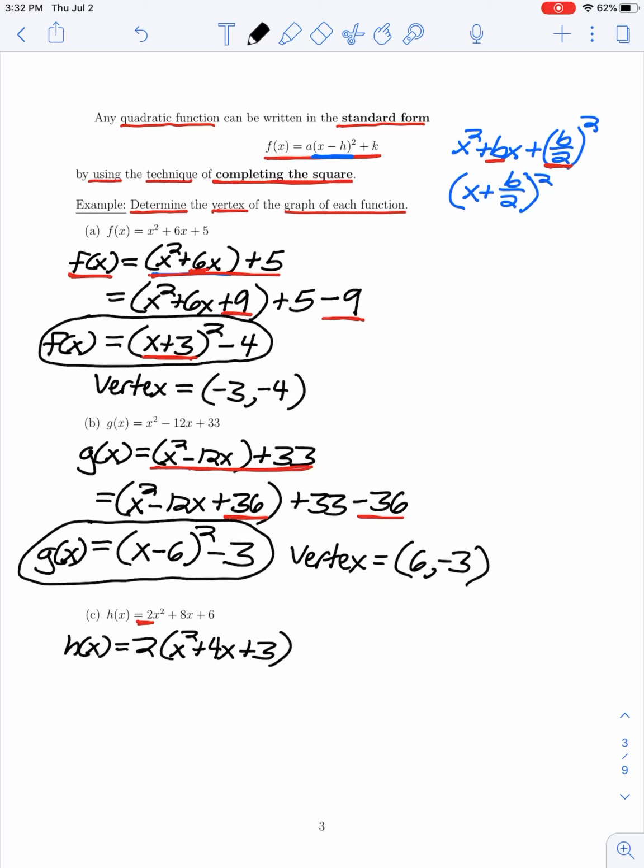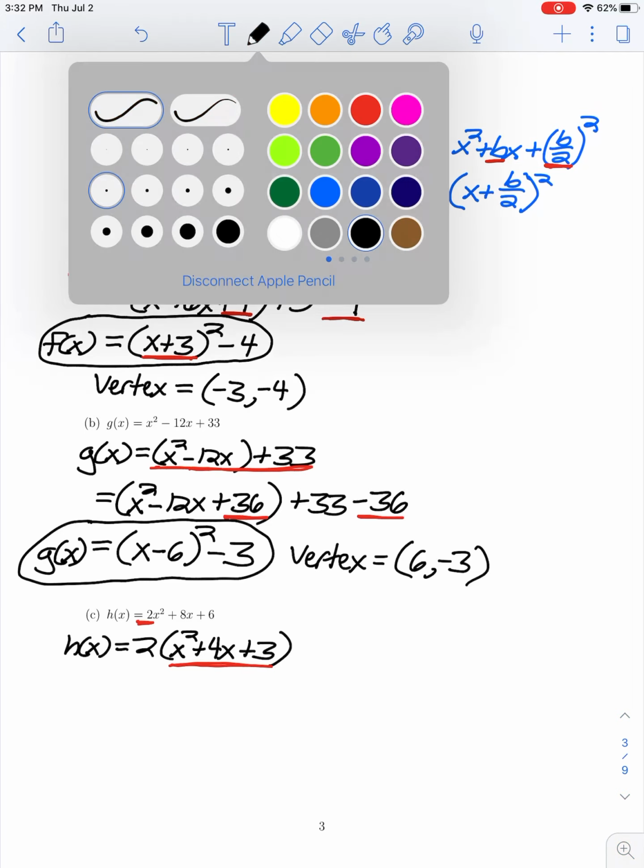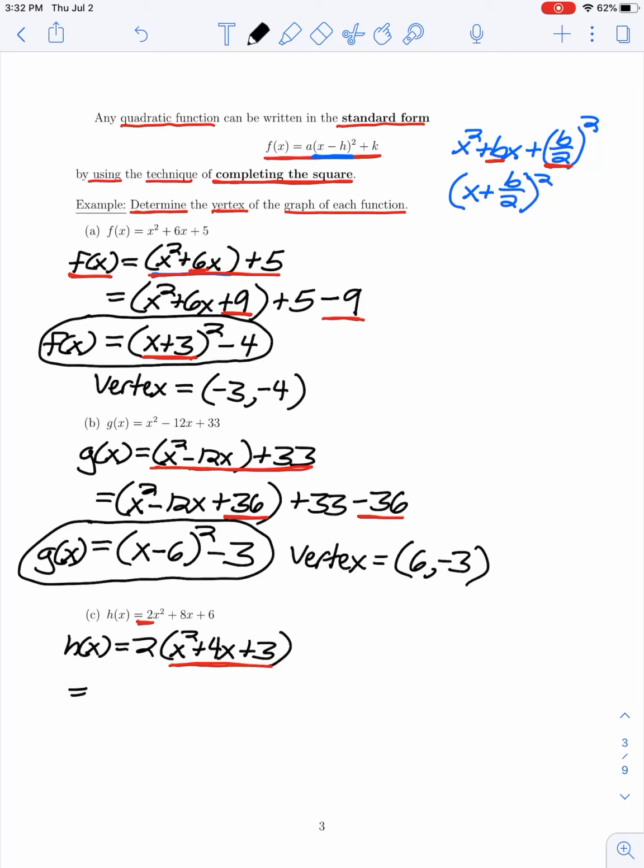And now the expression inside of the parentheses looks just like the quadratics that we worked with in parts A and B. So from here, I can apply the same procedure. I have 2 times inside the parentheses. I'm going to group my x squared and 4x together. I've got a plus 3 on the end.